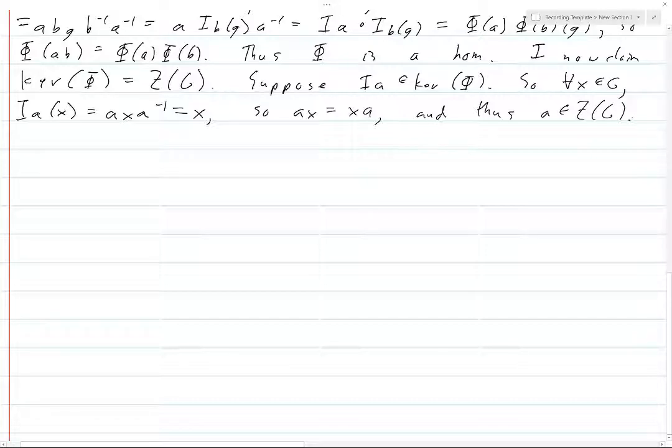And so, let's see here, kernel of phi. Wait, this doesn't make sense. Kernel of phi is the center of G. No, the kernel of phi is IA, where A is in Z of G, right? We had a type error. Okay, so there we go.